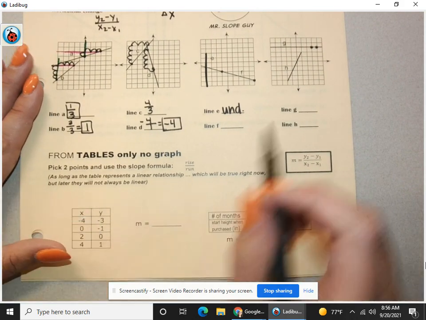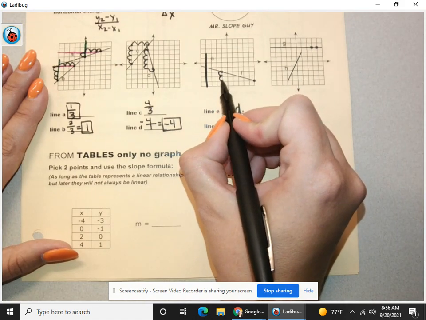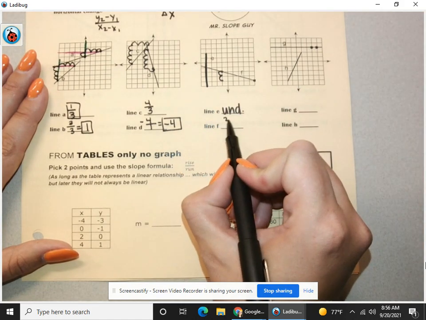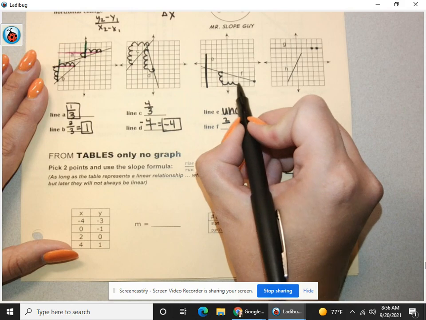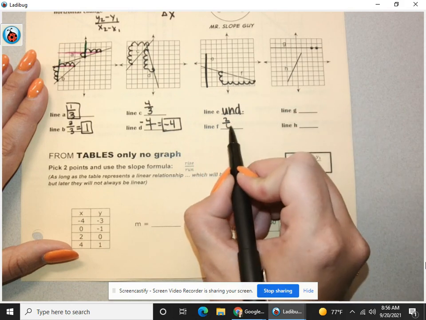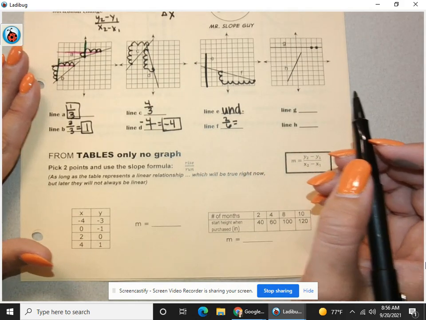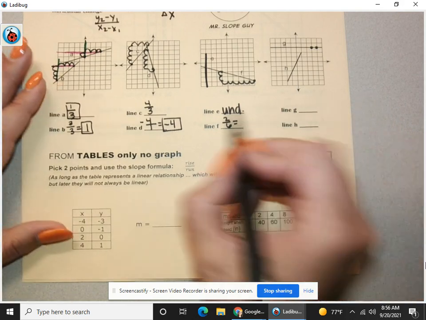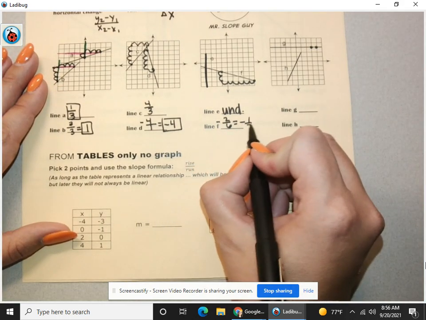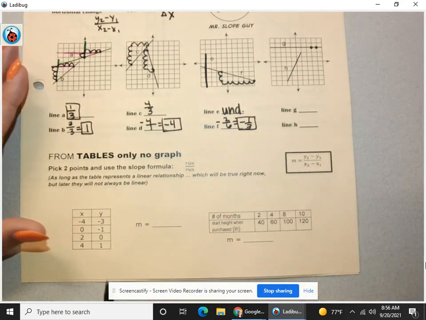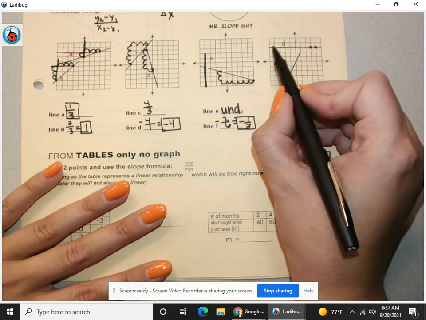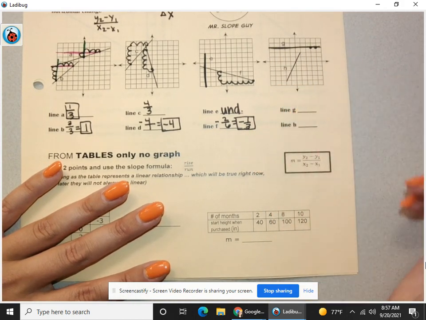Okay, and line F, how much do I rise? 2. How much do I run? 6. Does that reduce? Yes. Is it positive or negative? Negative. So it reduces to negative 1/3.